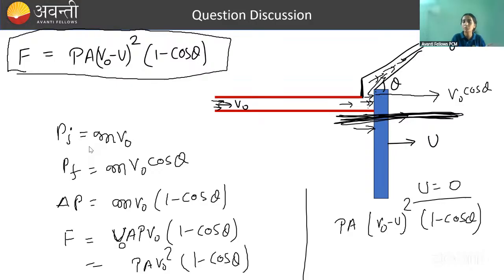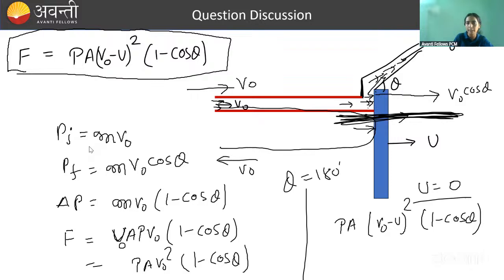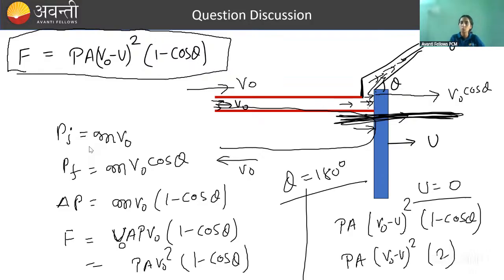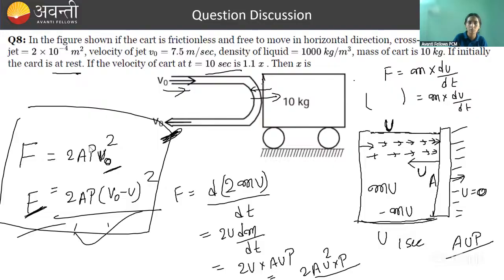Now in our previous question, it was like this. It was coming like this. So initial velocity is in this direction, final is in this direction. What is angle between these two velocities? That is theta is equal to 180 degree. Okay. So from here you can directly write v naught minus u whole square 1 minus cos 180. Cos 180 is minus 1, so this will become 2. So answer will become 2a rho v naught minus v whole square. And that was what was given in our solution, this thing.